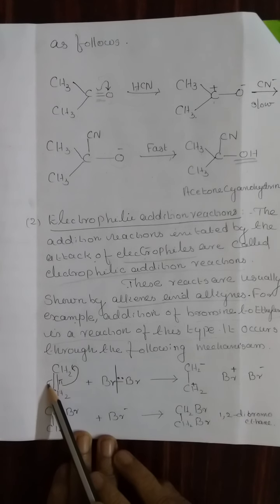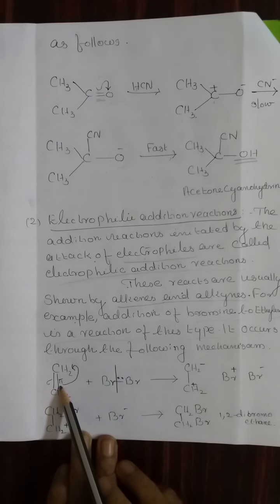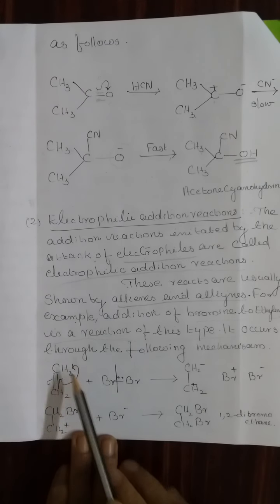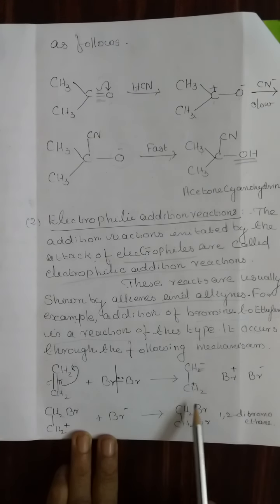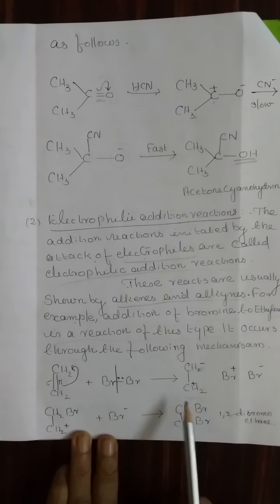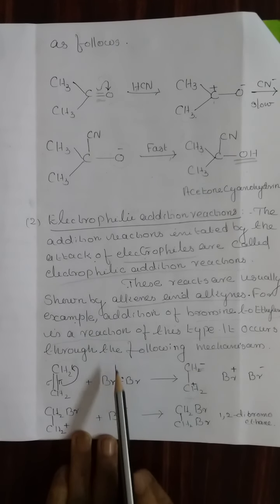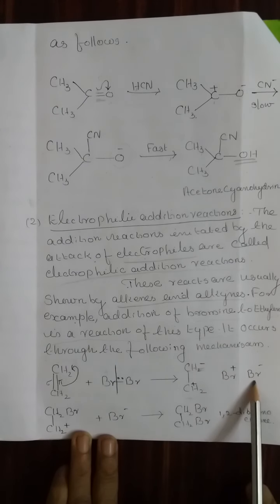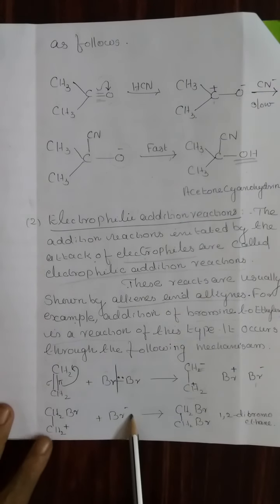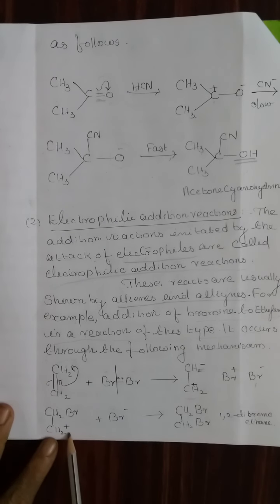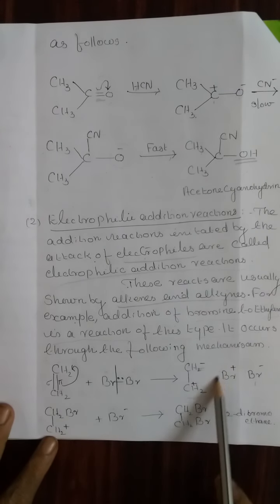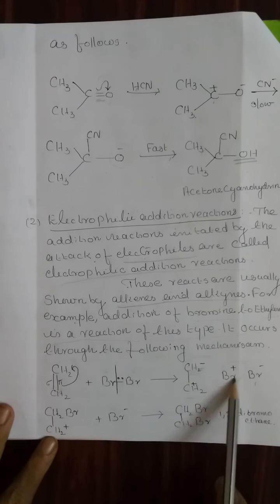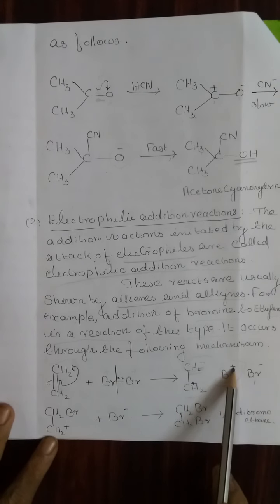Ethylene has a pi bond and a sigma bond. The pi electrons are transferred to one of the CH2, making it CH2 minus and the other CH2 plus. The bromine molecule undergoes heterolytic fission and forms Br plus and Br minus. Br plus attacks the CH2 minus and forms CH2Br and CH2 plus.